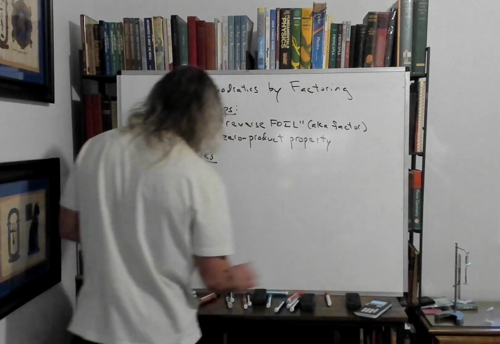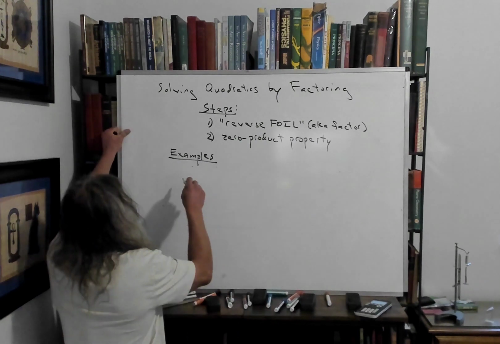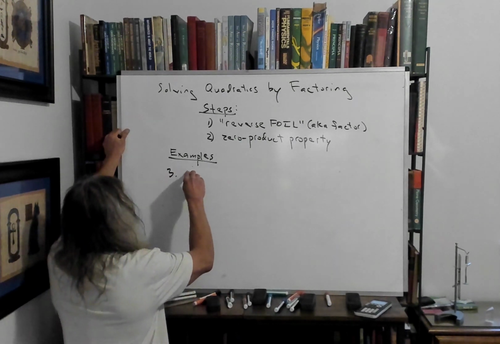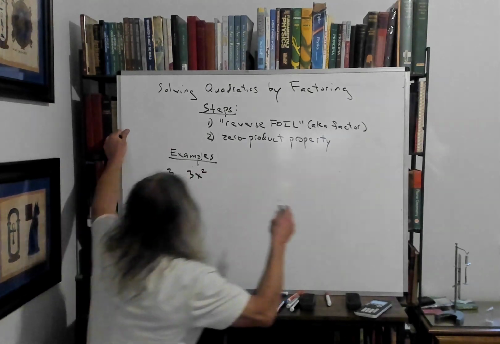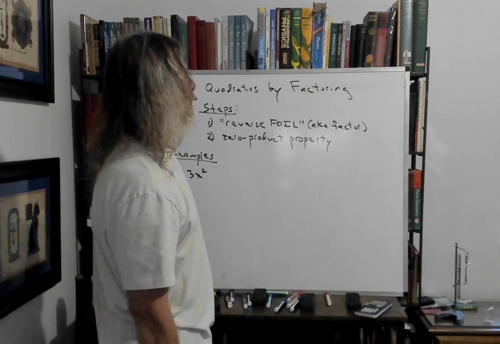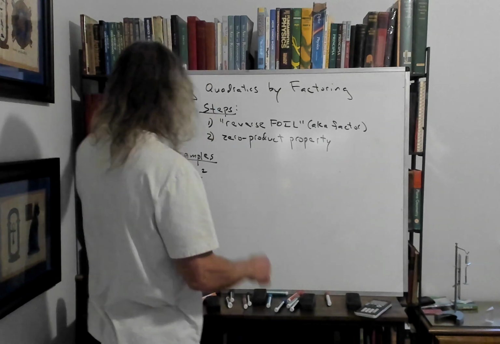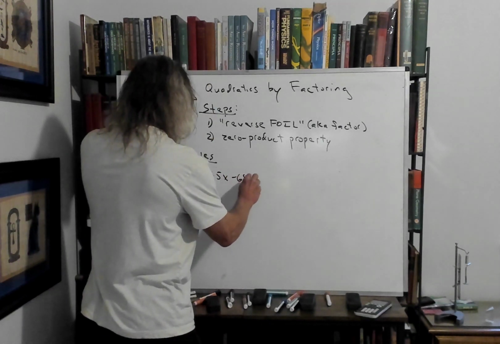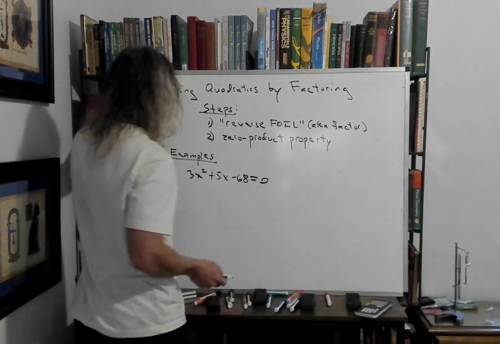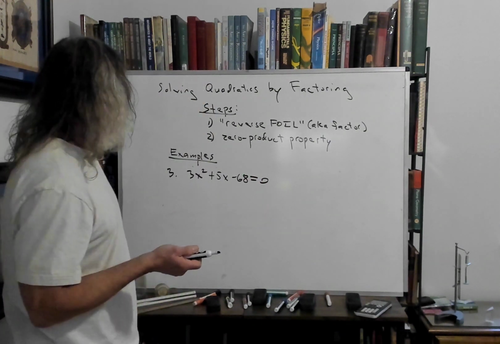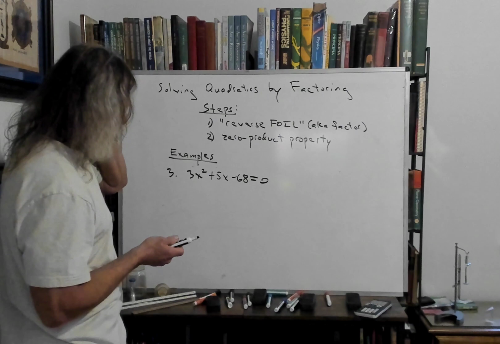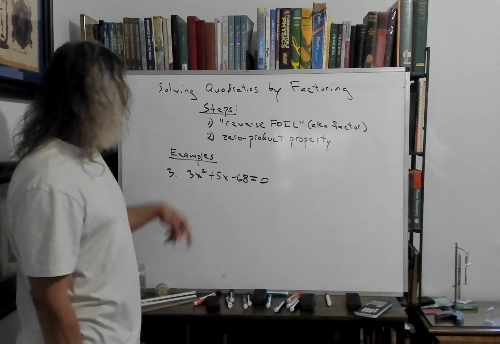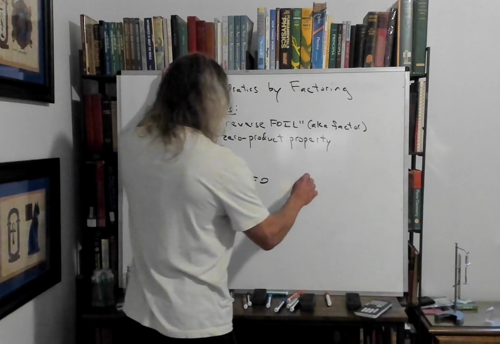One more. So if we have number 3, let's say we got 3x squared plus 5x minus 68 equals 0. Our old friend 68. Now we have something out here, so we have to do factoring by grouping.